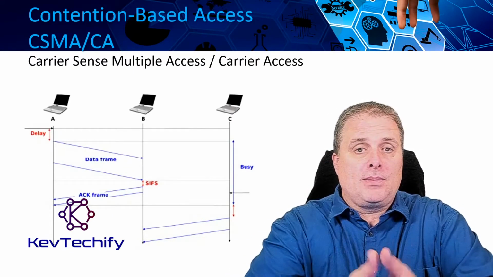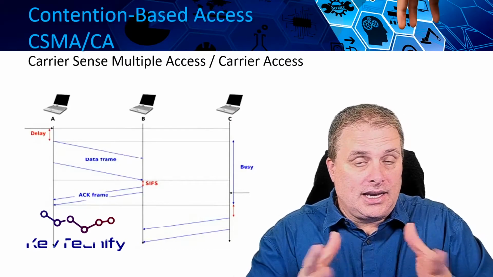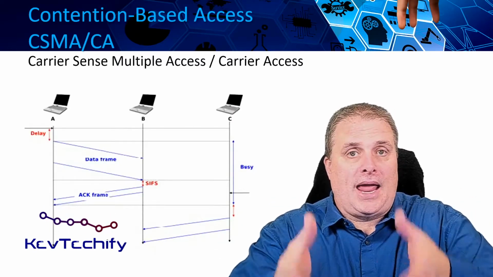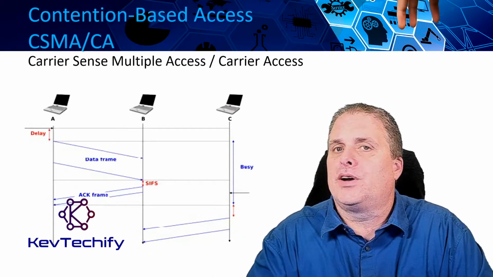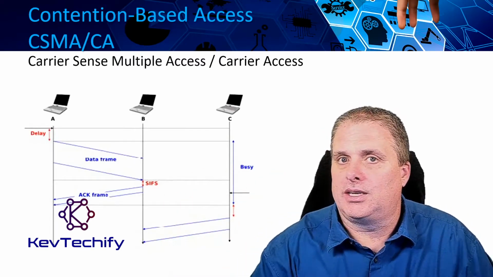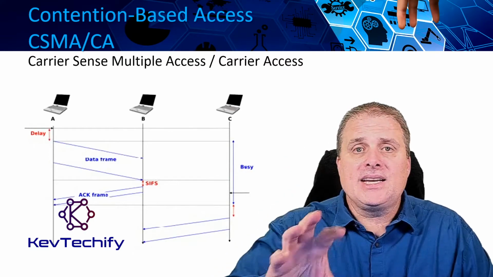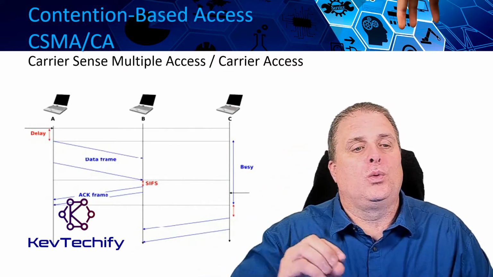B could be a laptop that is in an ad hoc network. B could be an access point. Access points control that. And so only one laptop, only one mobile device can talk to an access point at a time. And the access point controls who can talk and when.